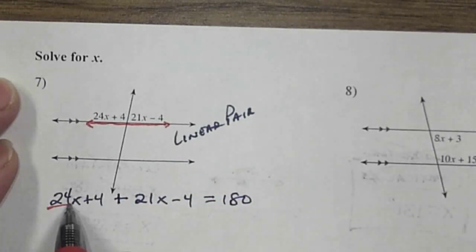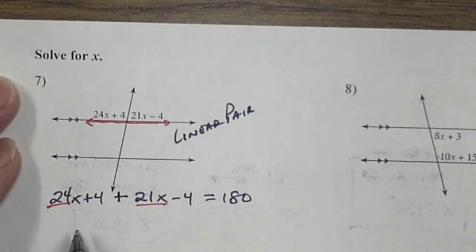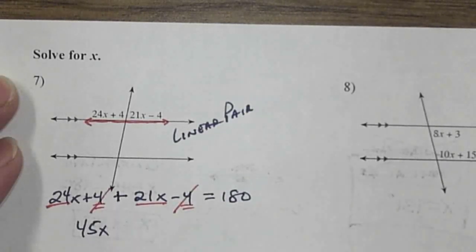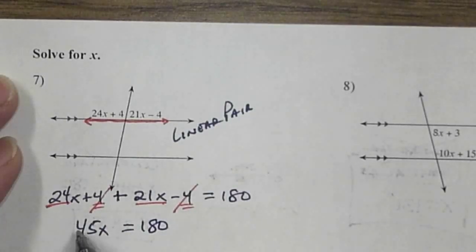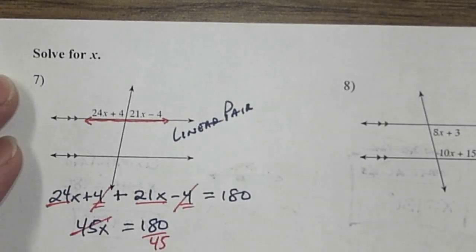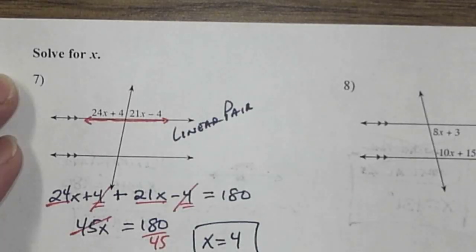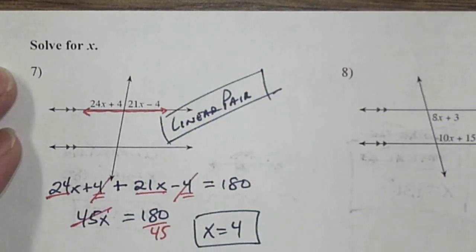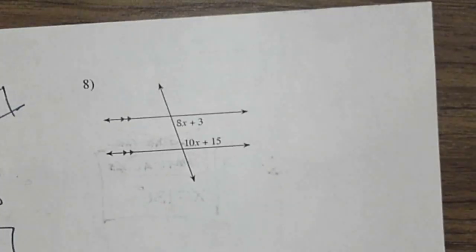So we add like terms: 24x plus 21x is 45x. And 4 and negative 4 is 0, so that crosses out. That's kind of fortunate for us because we only have to divide by 45. Let's check it out: 180 divided by 45. Yep, x is 4. So a linear pair adds up to equal 180. X is 4. Go to the next one.